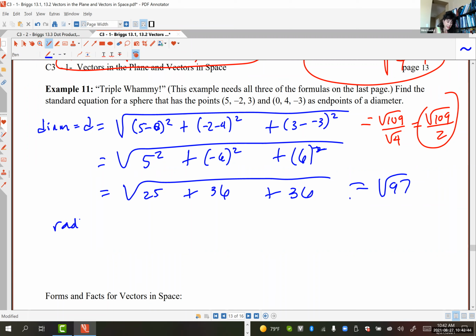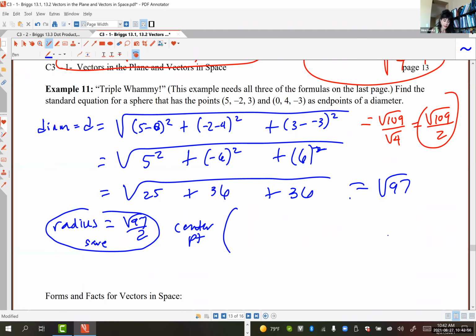So my radius is going to be half that. So save this for later. And then the center point is the midpoint of those 2 boundary points. So remember, to find center points, you basically take averages. You take the average of the x coordinates, add them up, divide by 2. You take the average of the y coordinates, add them up and divide by 2.